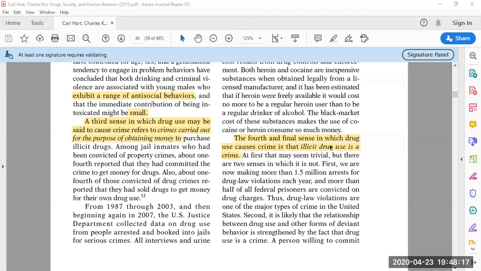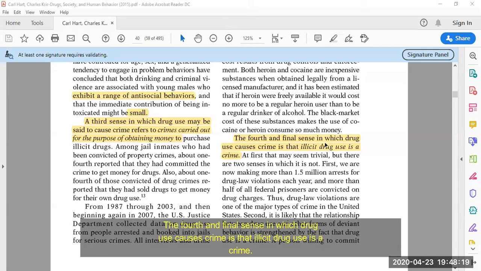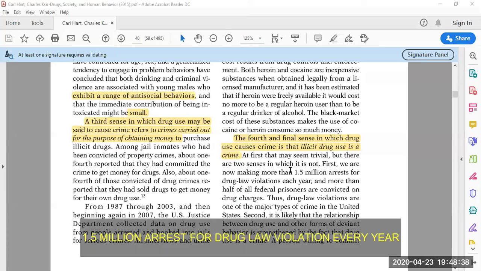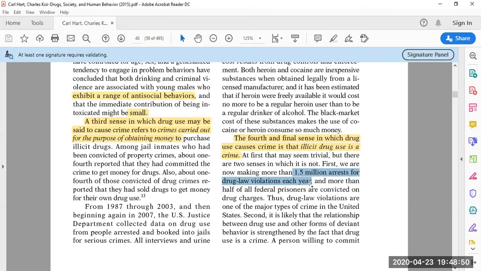Okay, we go to that point and we found that they mentioned the fourth and final sense in which drug use can cause crime, which is that illicit drug use is a crime. This is actually the last part of this topic and this section, but it is a very important link. I'm not going to go into more detail. They mentioned that there are more than 1.5 million arrests for drug law violations every year, and they're talking about US laws and regulations, and how many people are violating the laws and being arrested.